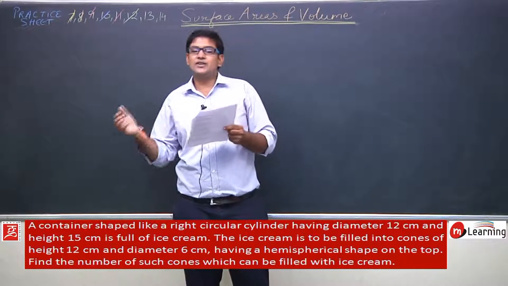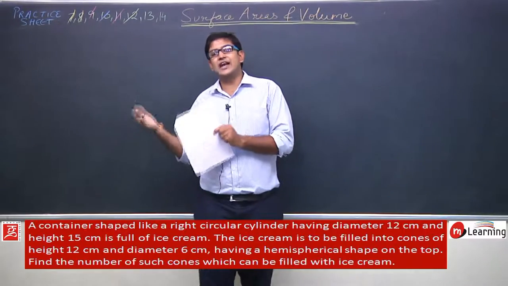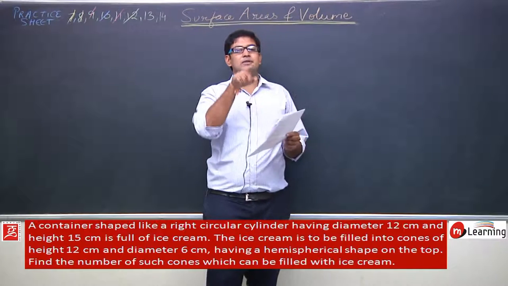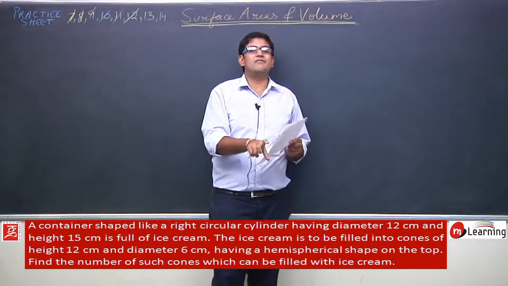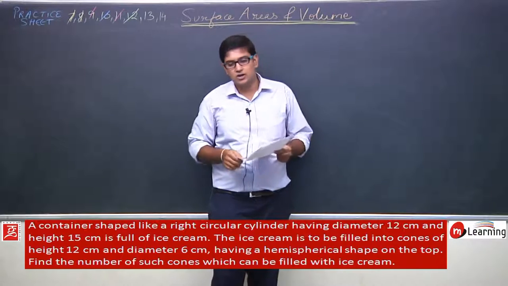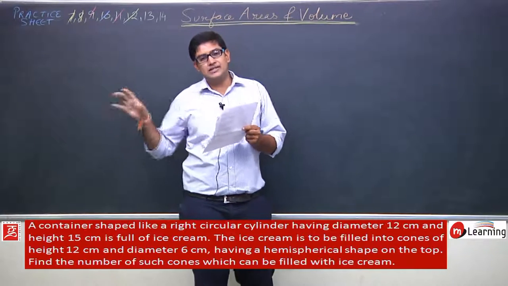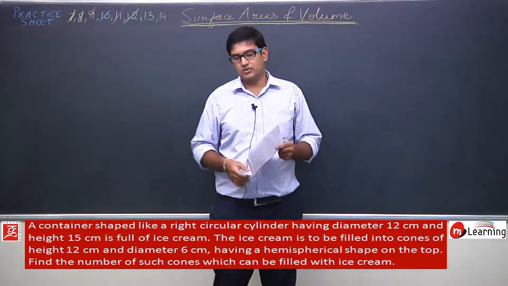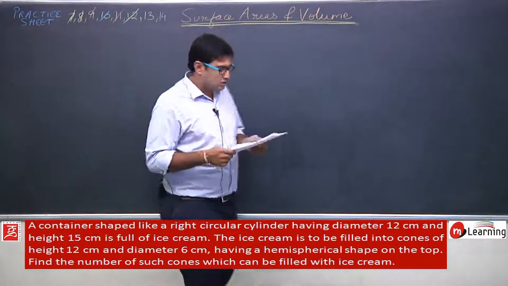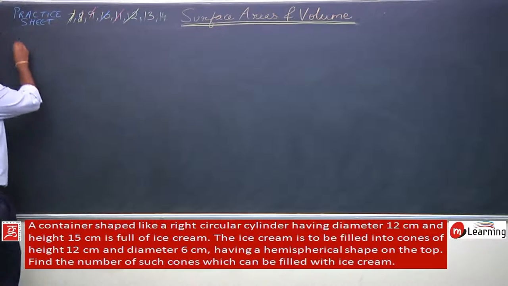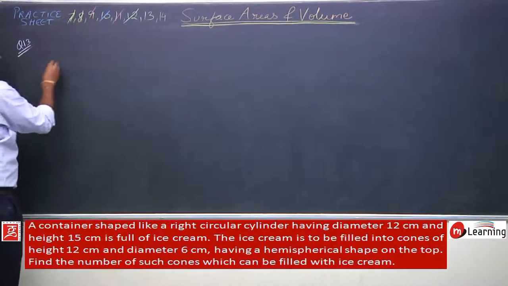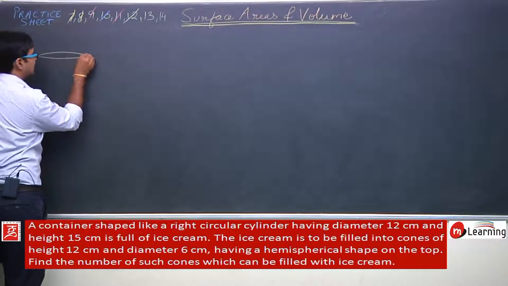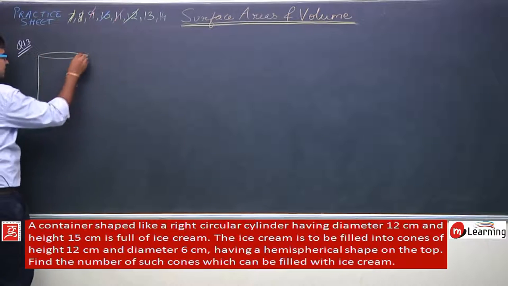So it means I need to take the ice cream that is filled inside the cylinder and fill that ice cream into the cone and make a hemisphere at the top, okay, and completely fill the cone as well as a hemisphere at the top. So whatever be the ice cream inside that cylinder is completely used to fill different cones, okay, the cones are of same size. So what it says is, question number 13, let us assume that this is a cylinder which is filled with ice cream.